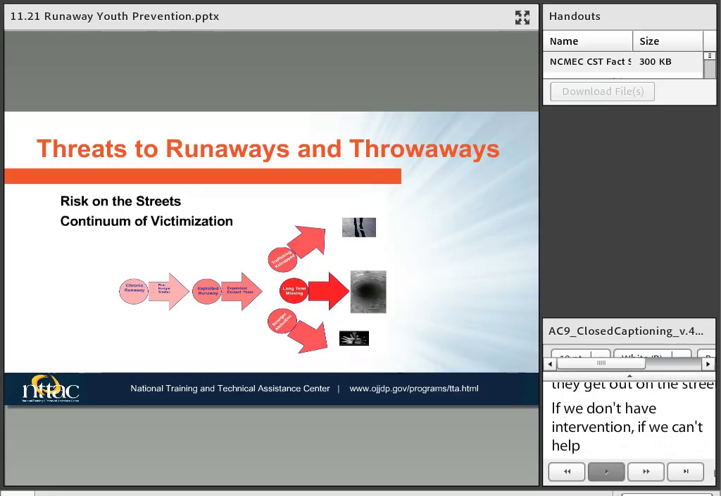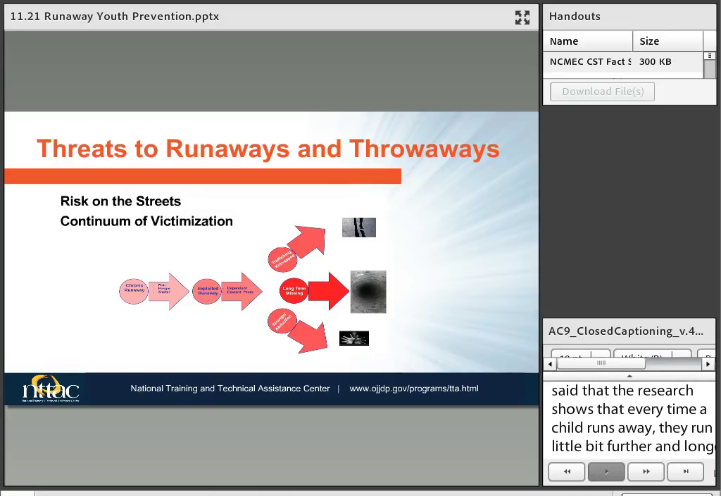Looking at that chronic runaway, remember I said earlier that the research shows that every time a child runs away, they run a little bit further and they're gone a little bit longer. They start getting out of that safety area. So you have those kids on the street, you have that fear, that hunger, that need for shelter. They just want to be taken care of. That's where the exploitation starts.